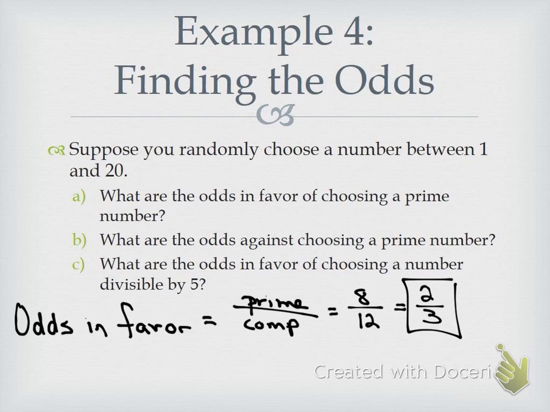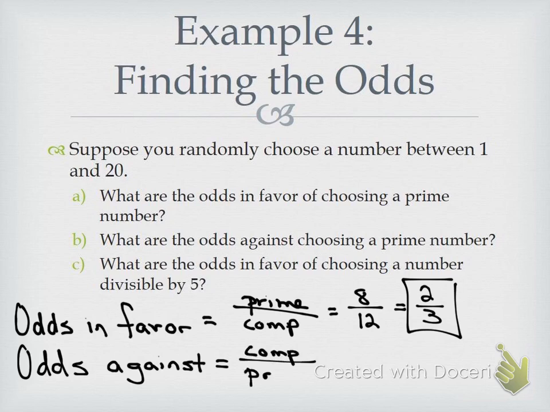All right. Now let's look at B. What are the odds against choosing a prime number? Now if it's odds against, what goes on top? Unfavorable over favorable. Odds against a prime number. So if it's against a prime number, unfavorable would be the composite values over the prime values. Do you see that? 12 over 8. 1.5. Don't make it a mixed number. 3 over 2.